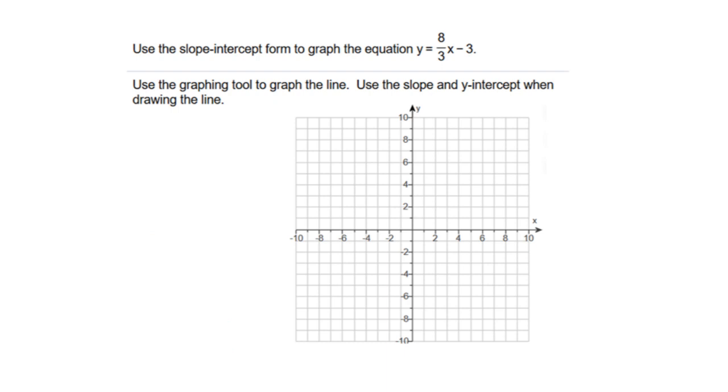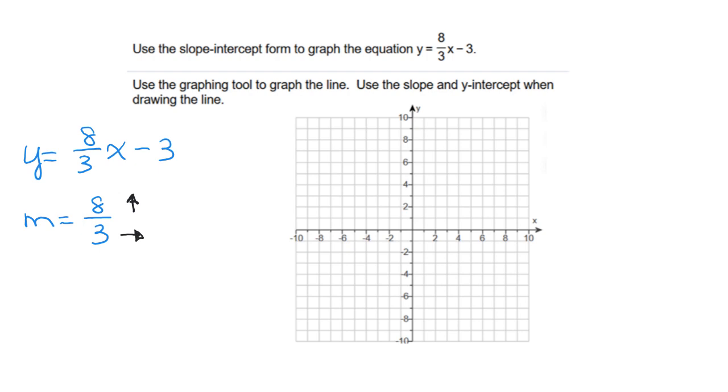For this problem, it's asking us to use the slope-intercept form to graph the equation of the line. So they gave us y is equal to 8/3 x minus 3. You want to identify that this is in slope-intercept form, so it's giving us our slope of 8/3. And once again, the y value on the top is positive, so it means I am moving up 8 units. The denominator 3 is positive, it means I move to the right.